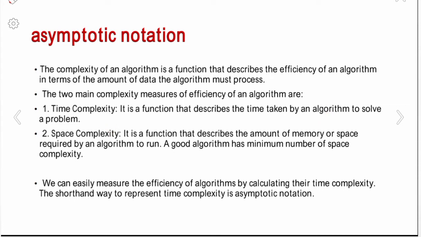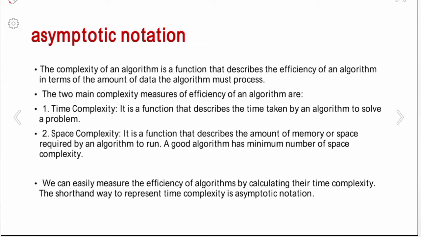There are two main complexity measures of efficiency of an algorithm, that are time complexity and space complexity. Time complexity describes the amount of time taken by an algorithm to solve a problem. And space complexity means the memory or space occupied by an algorithm to run. So a good algorithm must have minimum space complexity. Basically for the algorithm, it must occupy less amount of space and it must execute in less amount of time. Then we will consider that particular algorithm as the best algorithm.